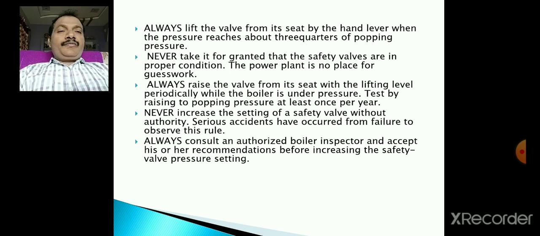Always lift the valve from its seat by the hand lever when the pressure reaches about three quarters of popping pressure. So never take it for granted that the safety valves are in proper condition. The power plant is no place for guesswork. Always raise the valve from its seat with the lifting lever periodically while the boiler is under pressure. Test by raising to popping pressure at least once per year.